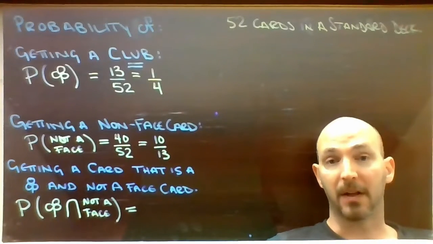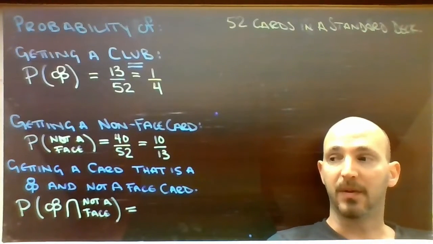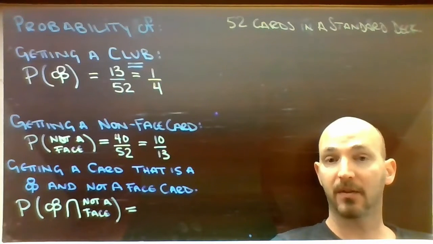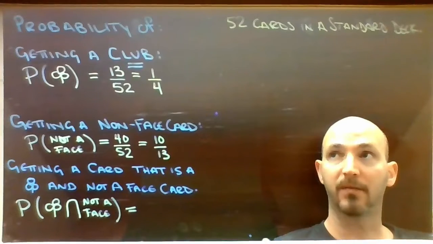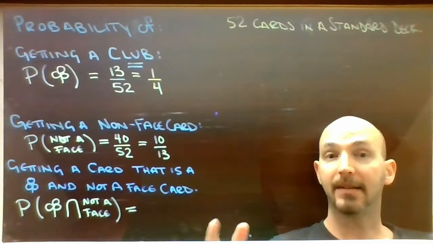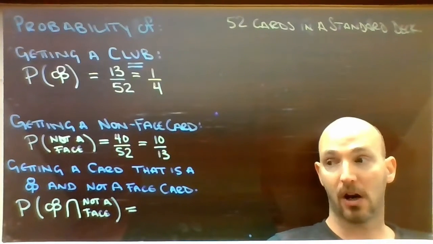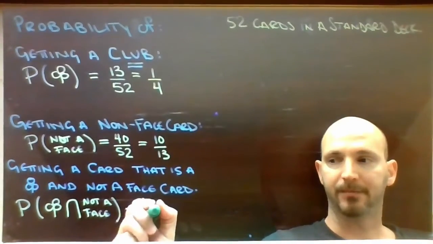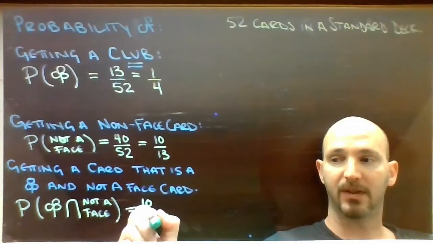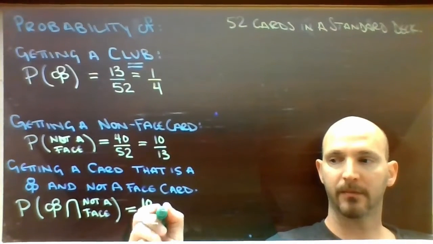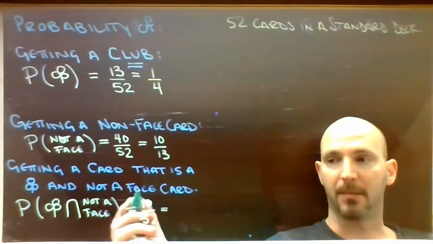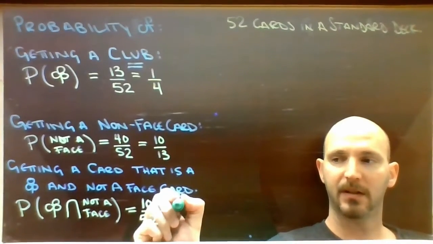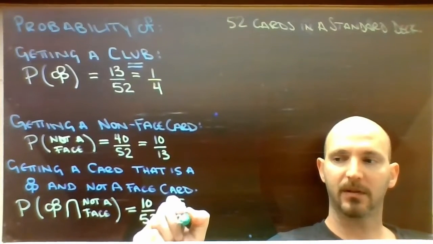Now, I want to think about that. So the cards that are both clubs and not a face club are the ace of clubs, 2 of clubs, 3 of clubs, 4, 5, 6, 7, 8, 9, and 10 of clubs. That's 10 cards out of the standard deck. 10 out of 52. Now that fraction happens to reduce, both of these numbers cut in half. That would be 5 out of 26.